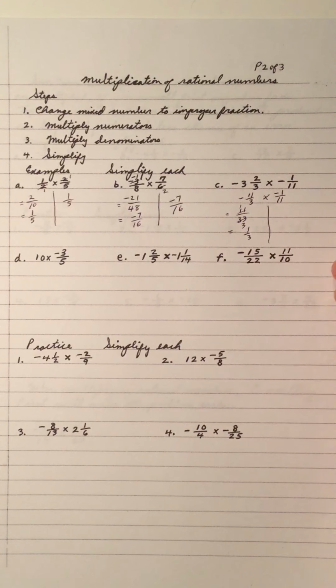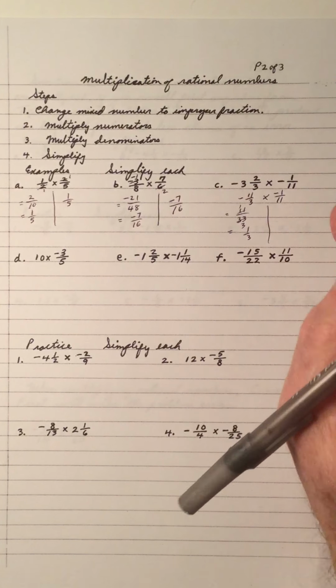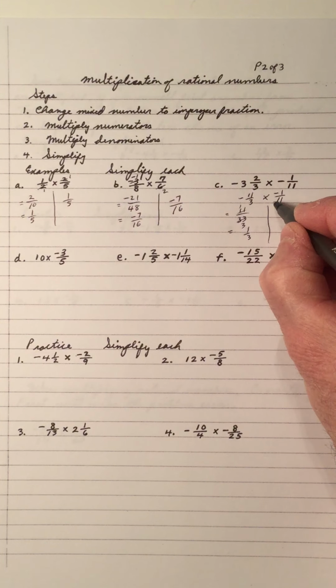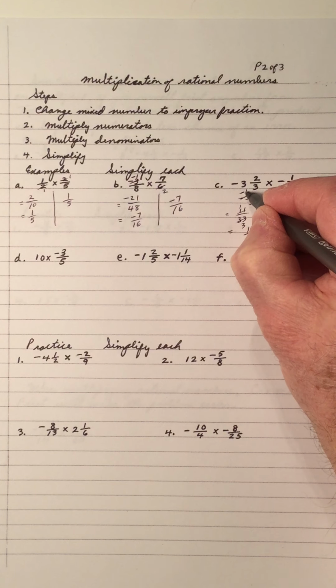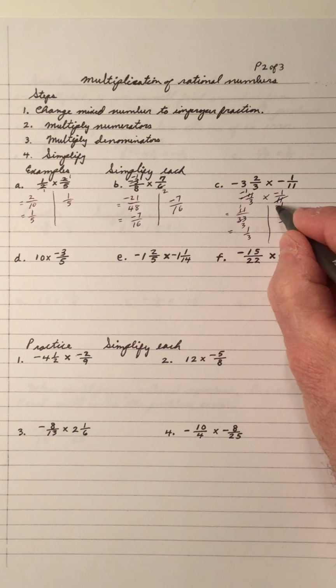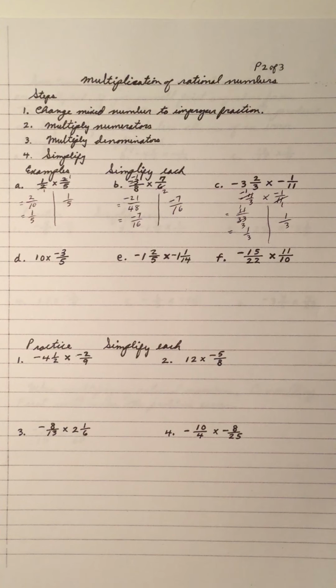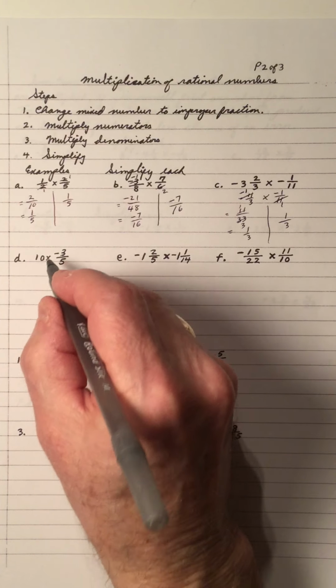But what's the best way? Cancel before you multiply. Multiplying fractions, cancel first. 11 and 11 goes once. 11 into negative 11 goes negative 1. And so a negative 1 times negative 1 is 1. And 3 times 1 is 3. Much easier to cancel.